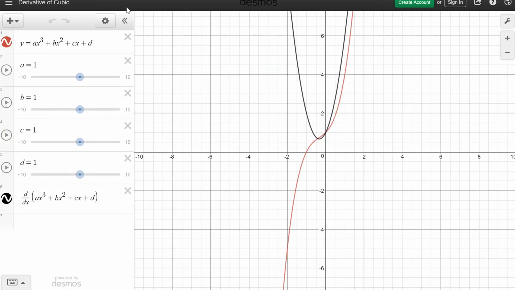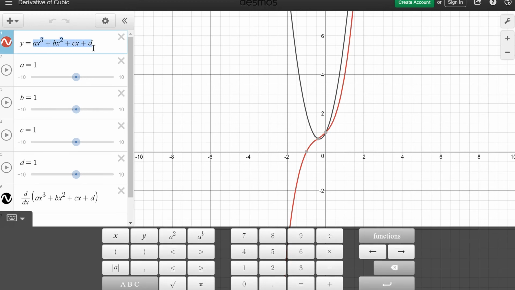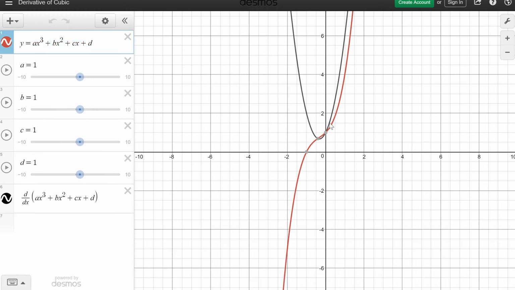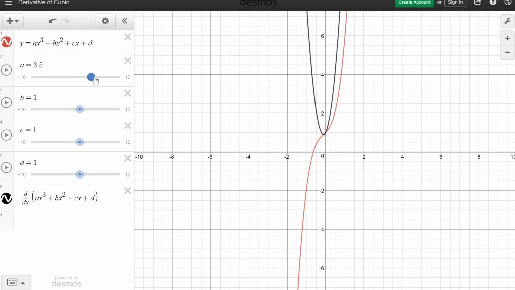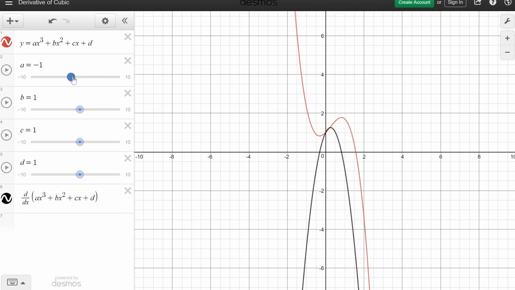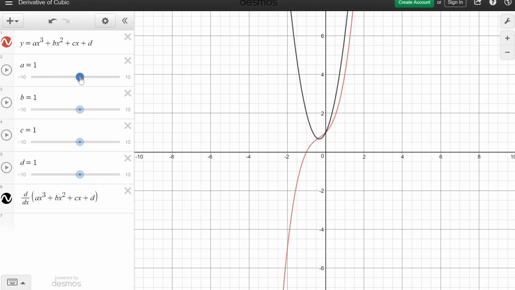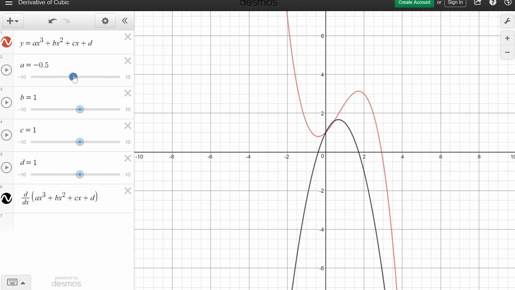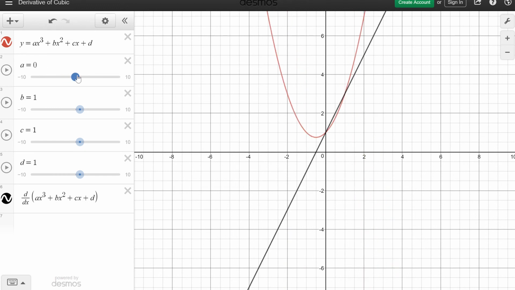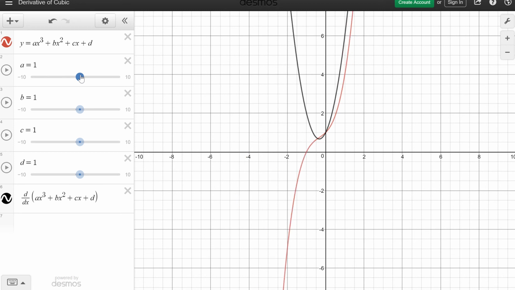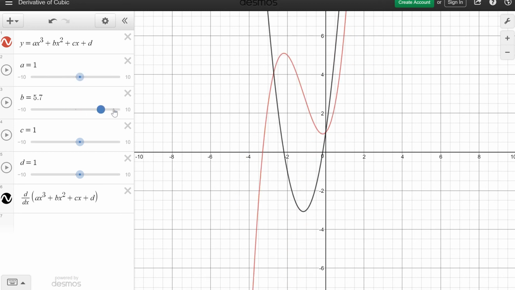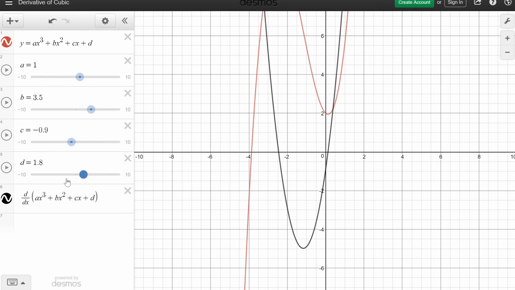Finally, let's look at a cubic. So a cubic being something with a power of 3 in it. And the cubic on this graph is the red graph. And I can change all my variables. If I change a from positive to negative, it changes it from going up from the left or coming down from the left, depending on whether it's positive or negative. And b shifts it around as well, and c and d do things to it as well.